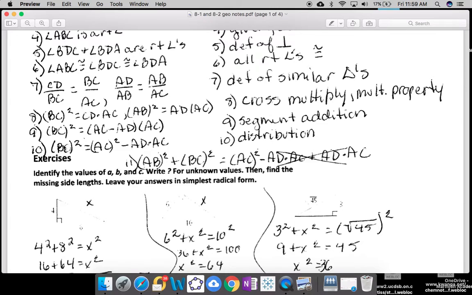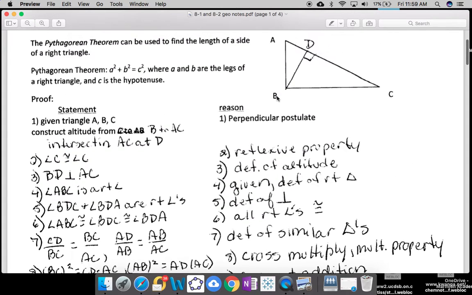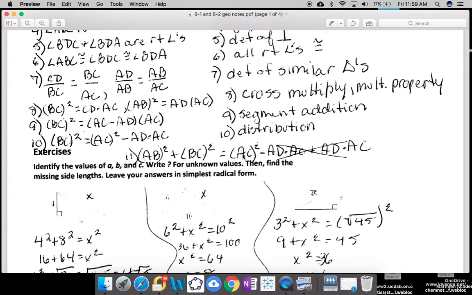So I add the left side of the equations, AB squared and BC squared, and write them on the left side. I add the right side of the equations, AC squared minus AD times AC, and I add it to AD times AC. You can see how these are opposites and cancel out, and I am left with the Pythagorean theorem, AB squared plus BC squared equals AC squared. And there's the proof of the Pythagorean theorem.